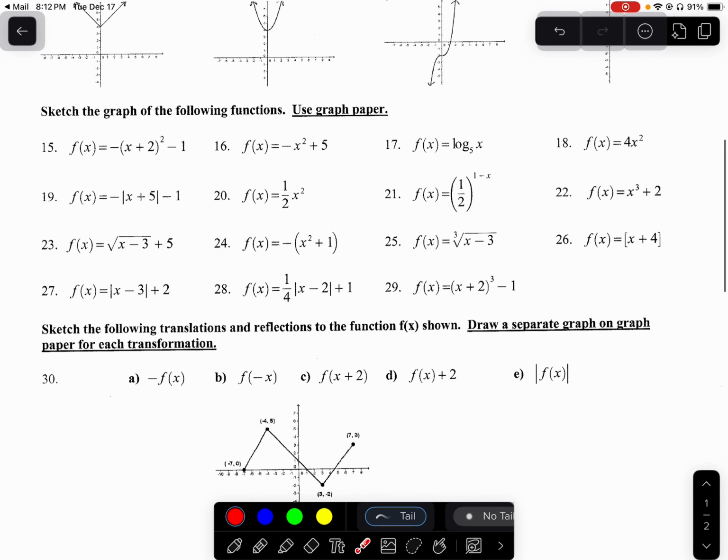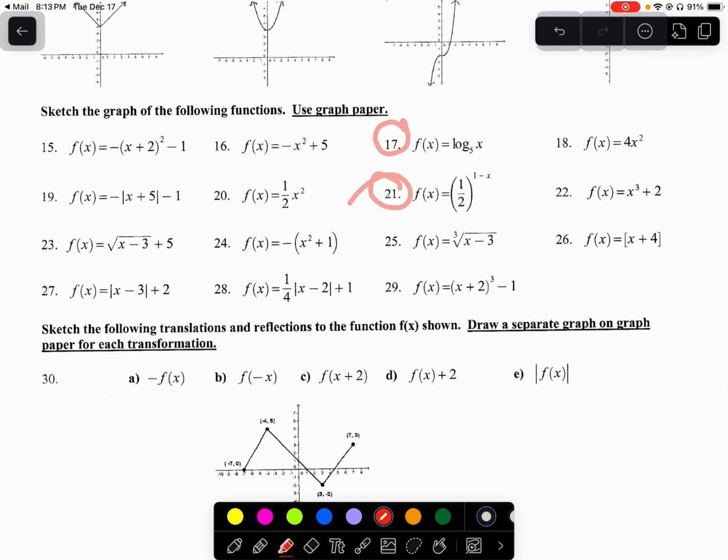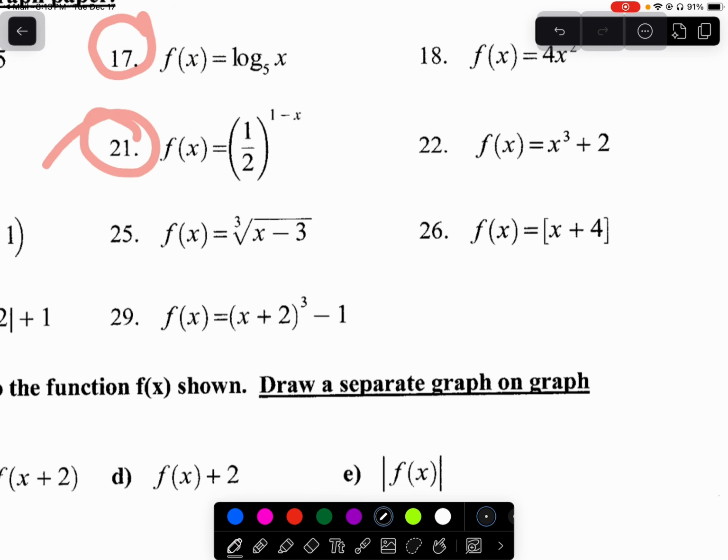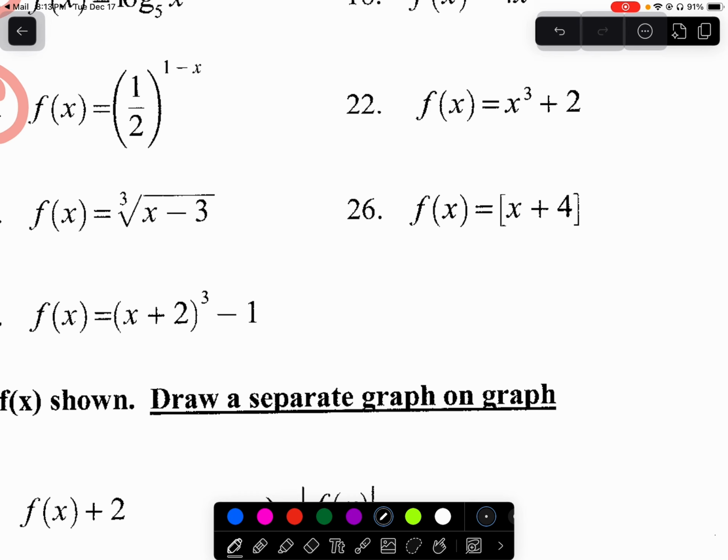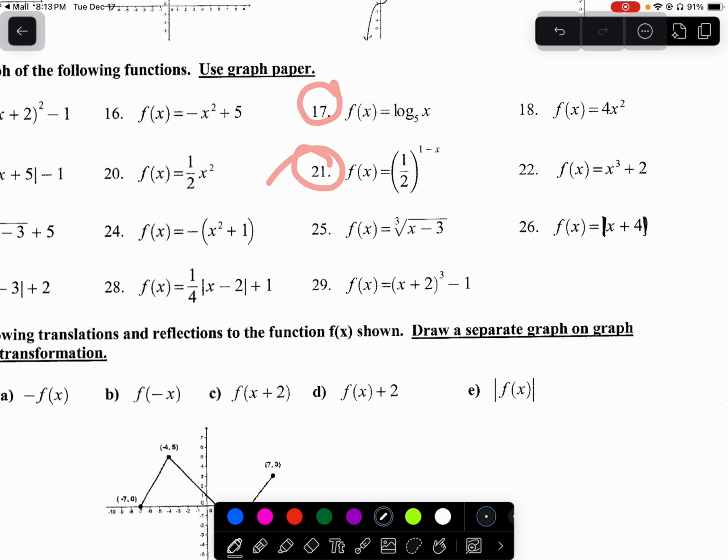Okay. Now, for 15 through 29, I want you to graph those, but I want you to skip a few for me. That's the edits I was talking about. So actually, let's do it like this. 17 and 21 are bonus. So if you want to do 17 and 21 for bonus, please do so. Please, for 26, those are actually called a step function. Don't make those a step function. Instead, could you just make them absolute value bars for number 26? Remember, 17 and 21 are bonus.